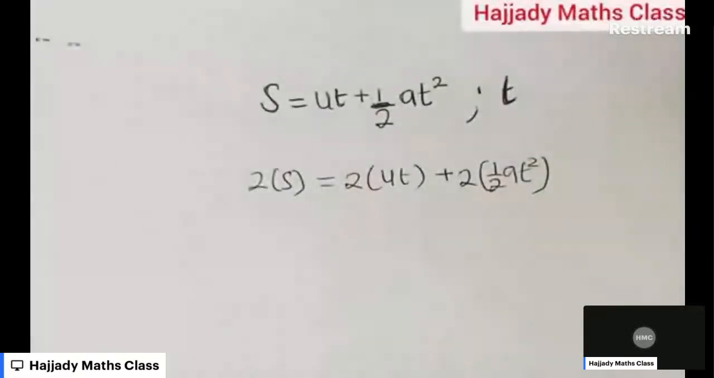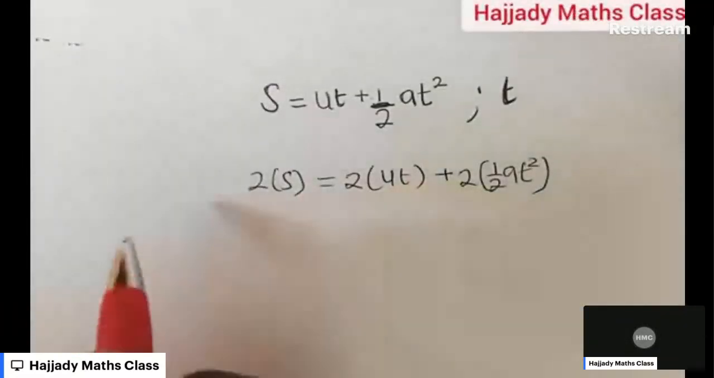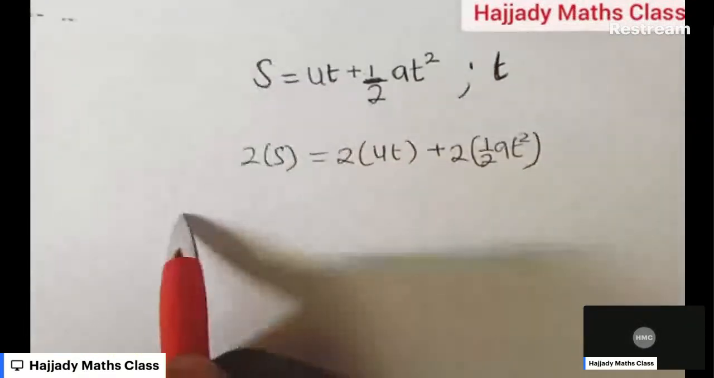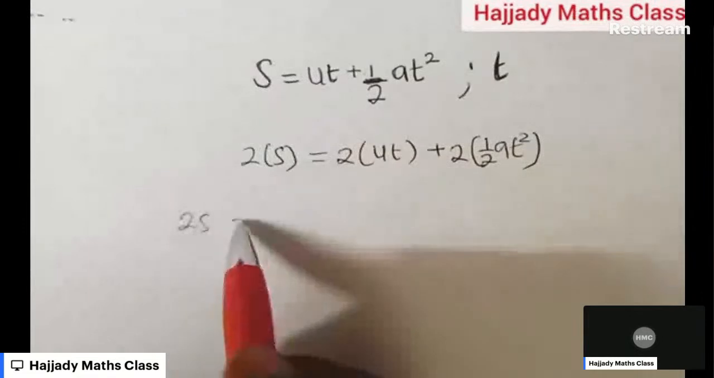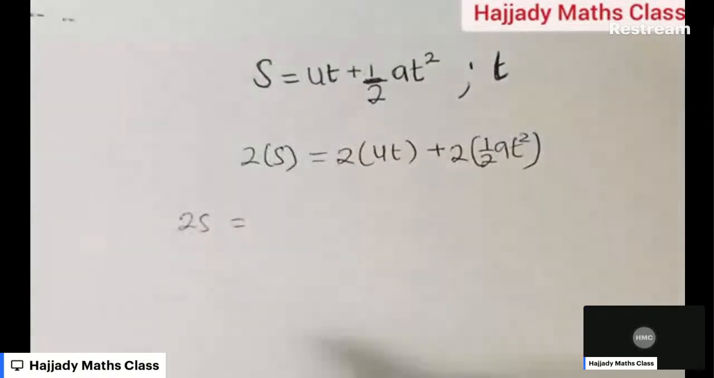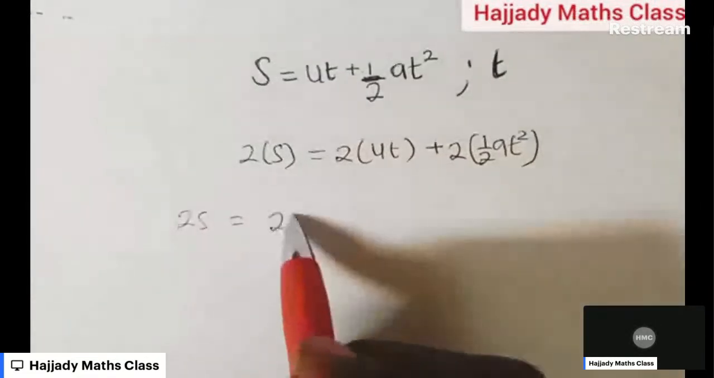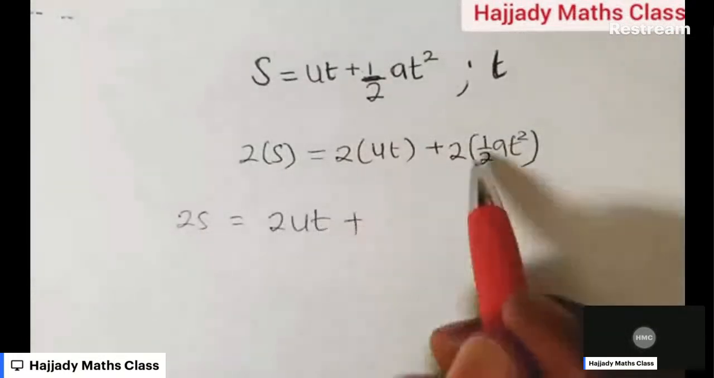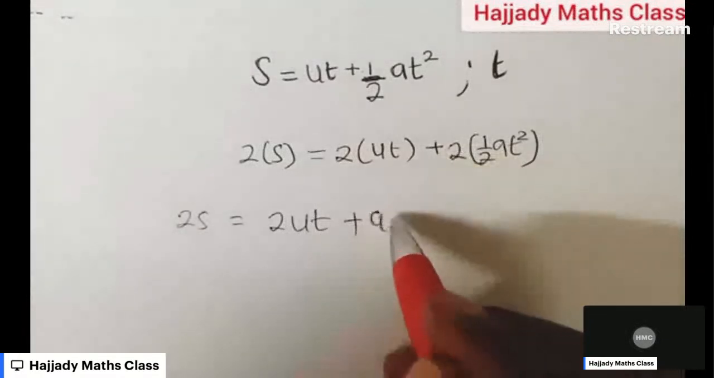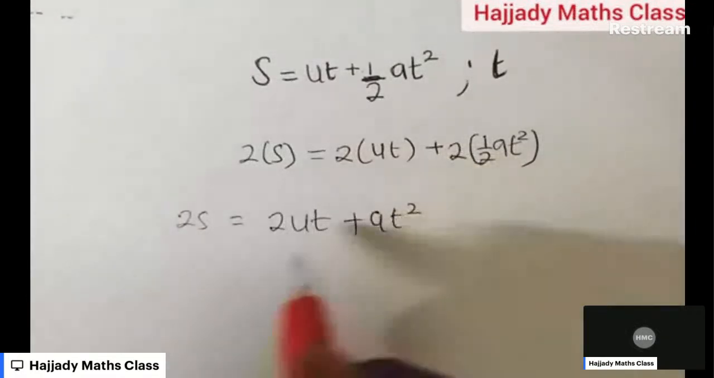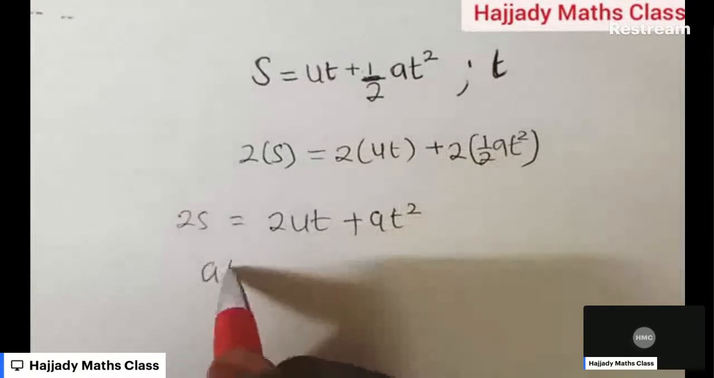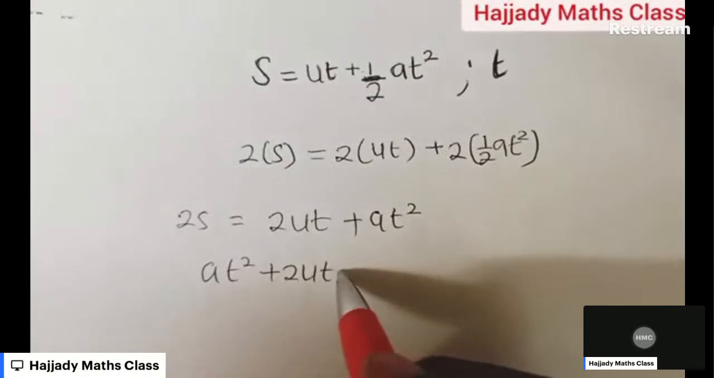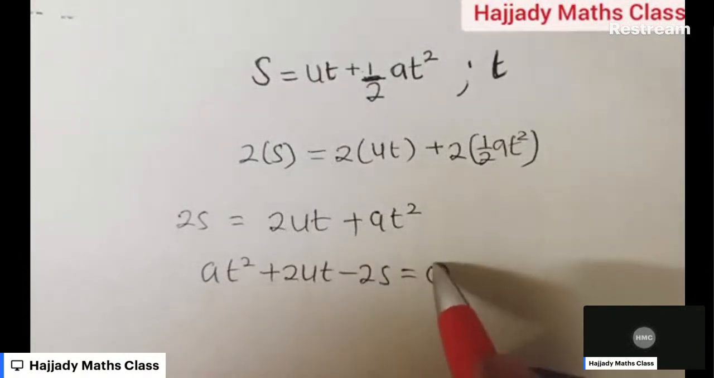So this is the first step we are going to use. And solving this further, we have this to be 2s equal 2ut plus a t squared. Cancelling out the 2, we rewrite this equation as a t squared plus 2ut minus 2s equals 0.